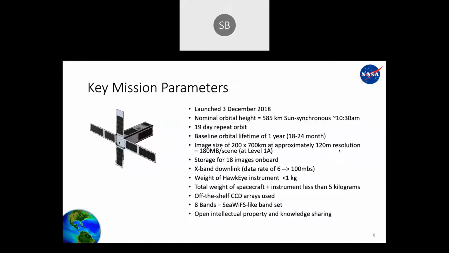The instrument itself, the HawkEye instrument, weighs less than a kilogram. The total weight of the spacecraft and the instrument is less than 5 kilograms. SeaHawk, or the HawkEye instrument, was based off of off-the-shelf CCD arrays. In fact, very similar to the arrays that are found in common colored copiers.